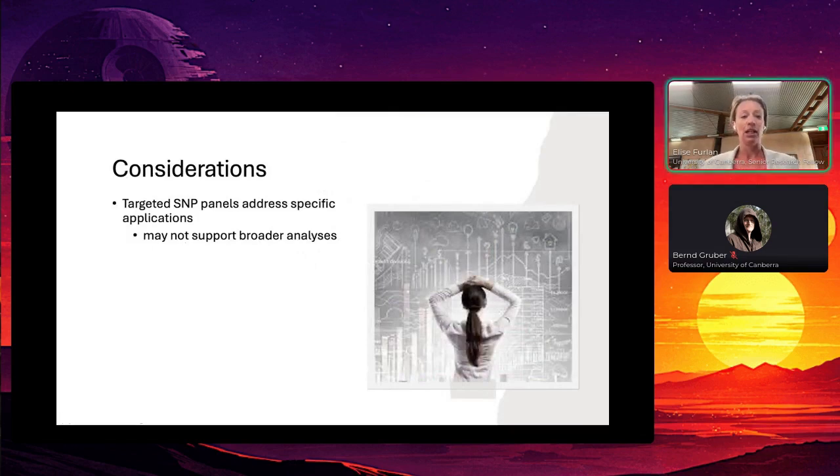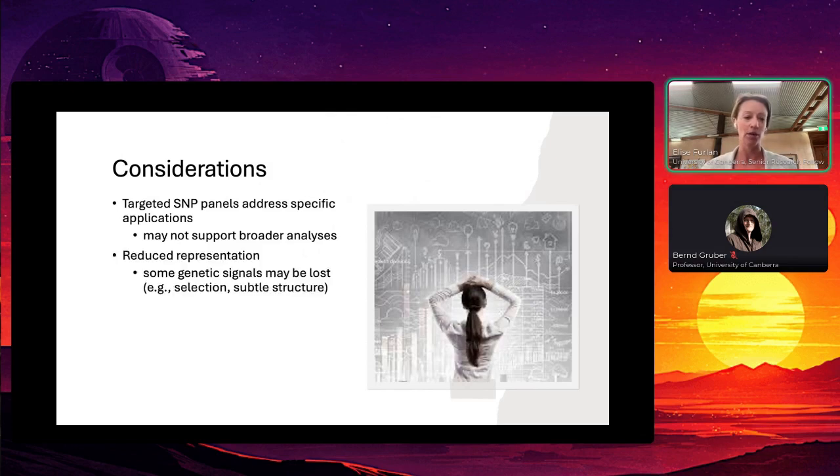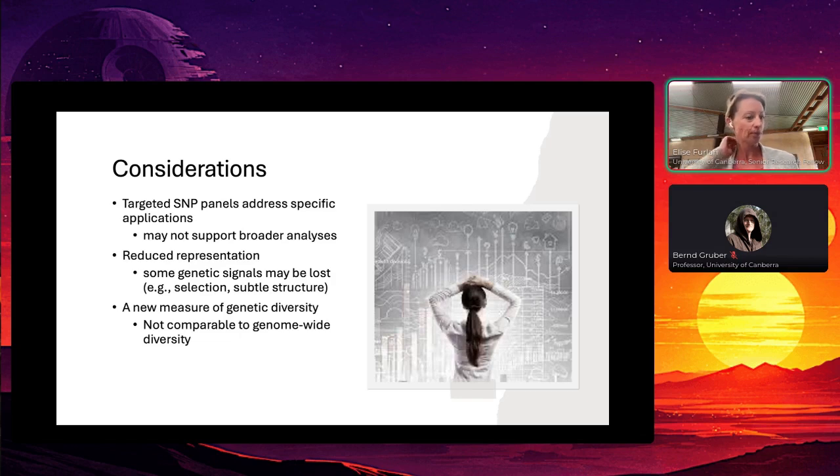So targeted SNP panels are going to address specific applications, and it's worth having a good think about, when you're designing your SNP panel, what you want to use it for. Because if it's designed to address one specific question or specific application, it may not be that useful to address broader analyses. It's got reduced representation, so some genetic signal may be lost. So obviously a small SNP data set is not going to help you look at things like adaptation or selection within your data set. Some subtle population structure may also be lost within it as well.